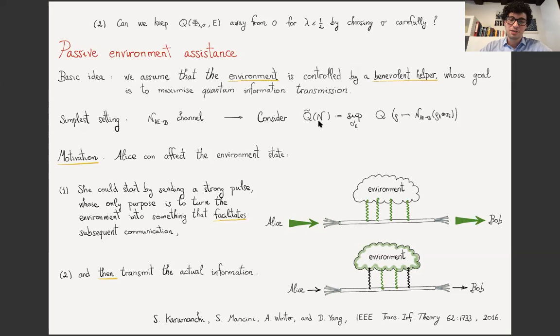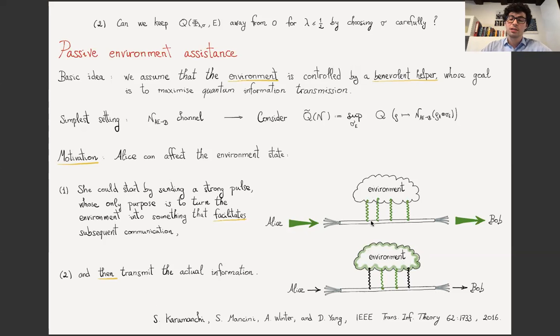But this is not so true, because for instance you could imagine affecting the environment state, and this can happen when you have channels that are not memoryless. For instance, Alice could start by sending a strong pulse across the channel. This strong pulse doesn't communicate anything to Bob. There is no information, so Bob just discards it, but it excites the environment into a suitable state. It modifies the state of the environment through this interaction and makes it something different, something that we can now use to transmit the actual information. So now Alice sends the actual information, and she has affected this environment state, maybe in a way that improves the quantum capacity.